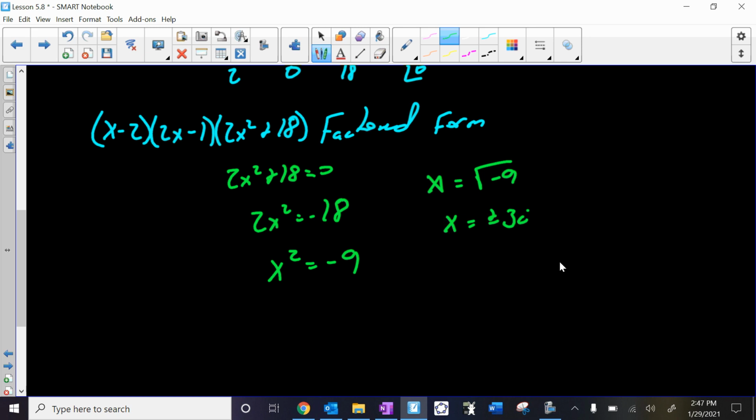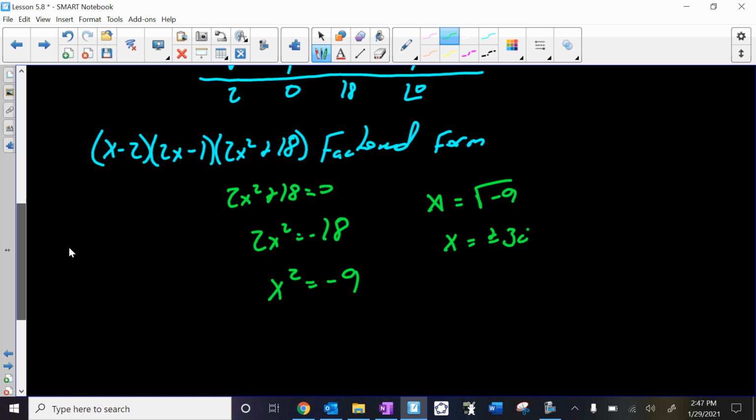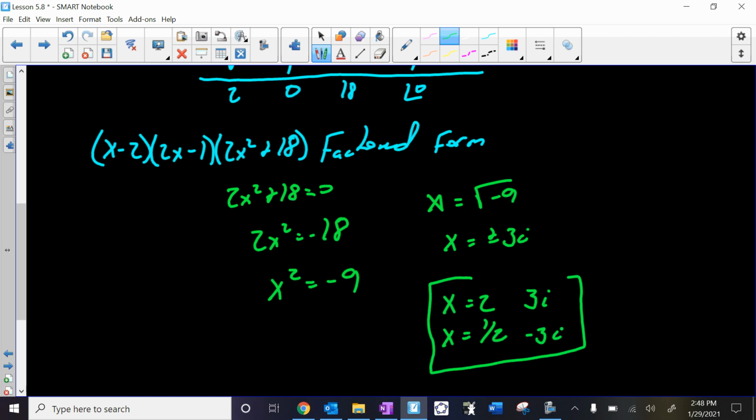So from this, we have 4 zeros. We said at the very beginning with our possible rational zeros that two of our zeros were x equals 2 and x equals a half. And then from our synthetic division, when we broke it all down, we had another zero of 3i and negative 3i. And there is all of our zeros to this polynomial.